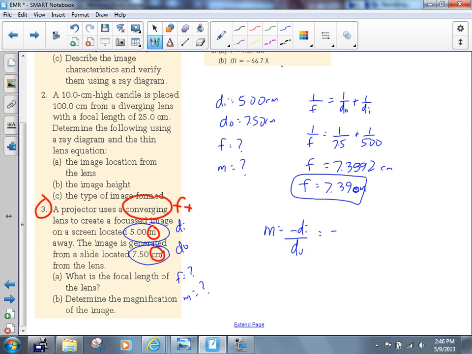It becomes negative 500 centimeters over 7.50 centimeters. And when we do that, it works out to be negative 66.7. So it's 66.7 times the size that the actual object was. Now, what about the characteristics of this? Here, we're not asked to find the characteristics, but tell me whether it's a larger, smaller, same size image.